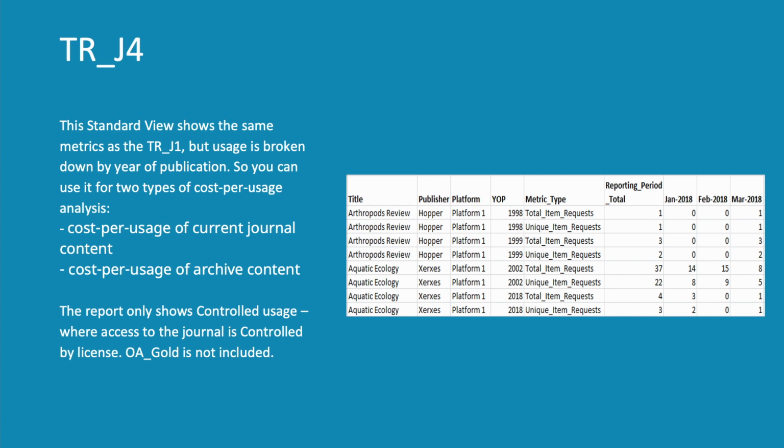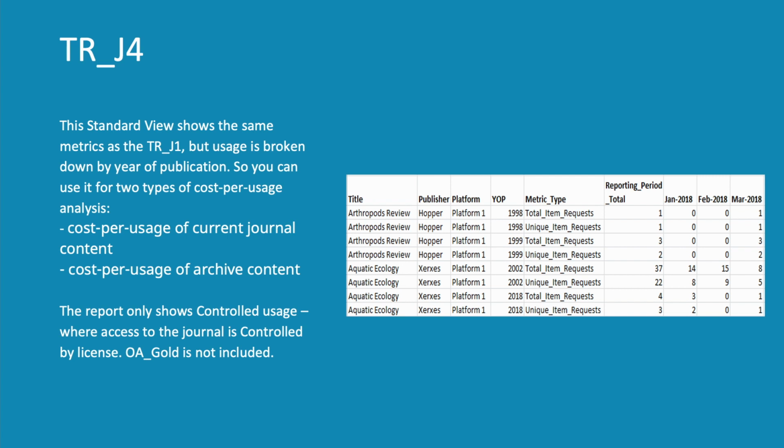For example, if you have a separate license for journal archive content published from 1951 to 2003, you could filter the report in 2 ways. First, you may filter to show only usage for journals published between 1951 and 2003 to calculate the cost per usage of archive content. And second, you can filter to show only usage for journals published after 2003 to calculate cost per usage of current journal content.